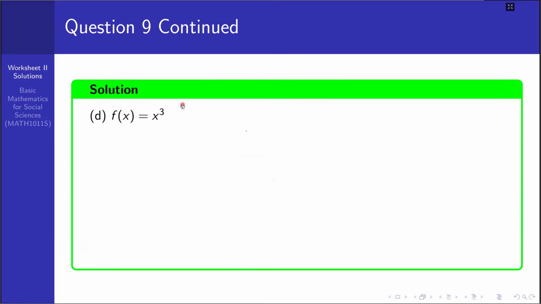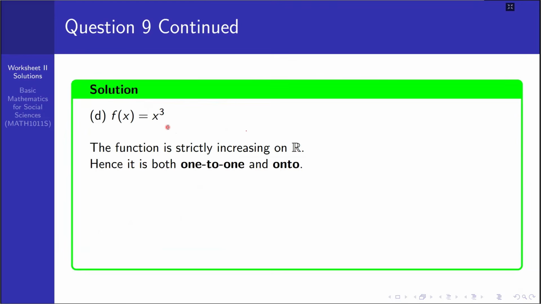f of x equal to x cubed is given. Therefore, the function is strictly increasing on the set of real numbers. So it is one-to-one function. And ቅድም ብለናል ማንኛውም strictly increasing function onto function ነው onto one-to-one ነው። Therefore, the function is both one-to-one and it is an onto function.